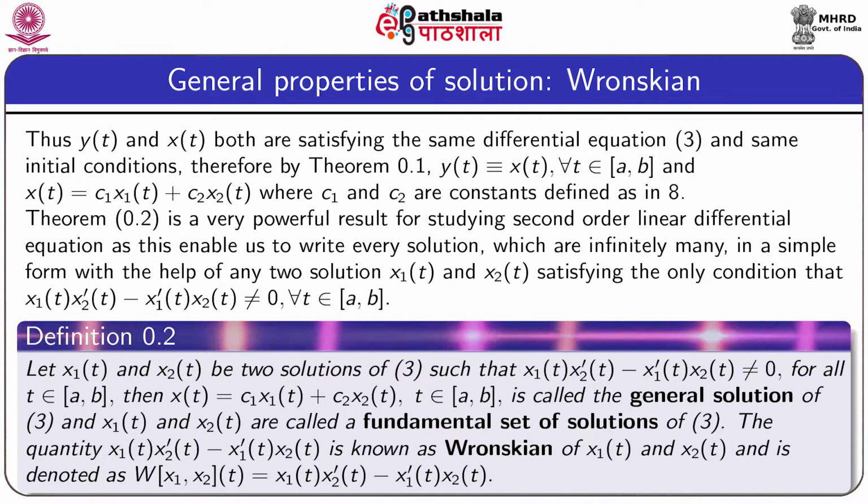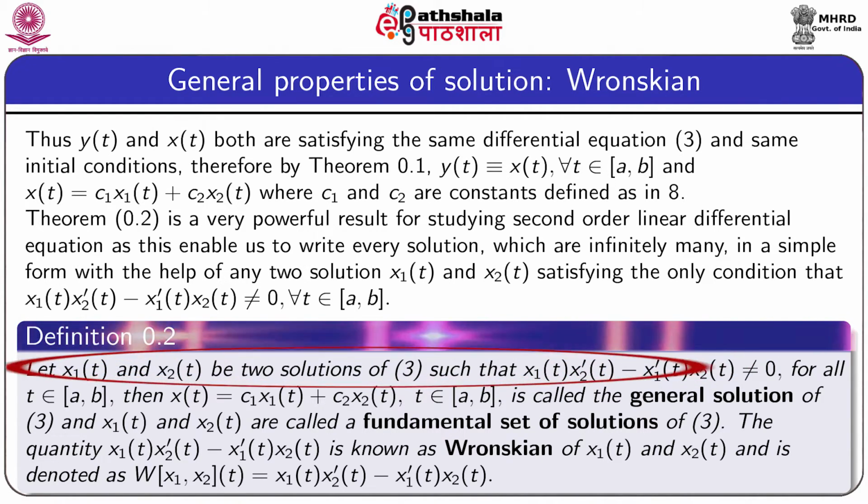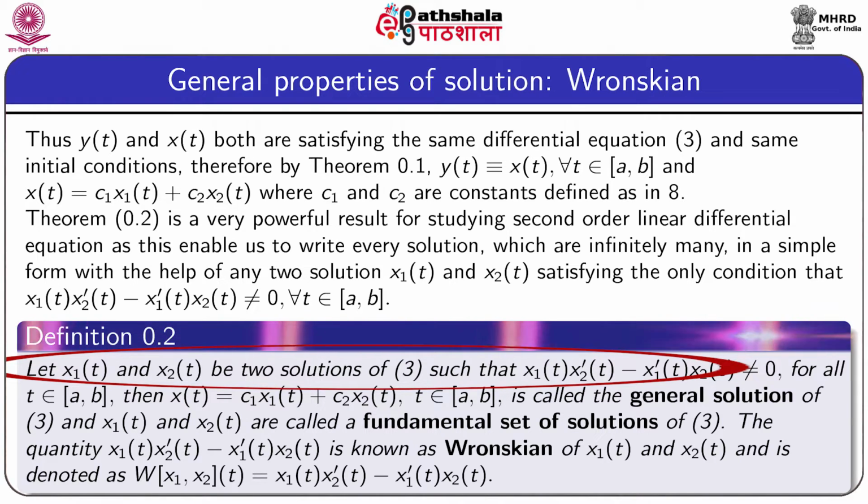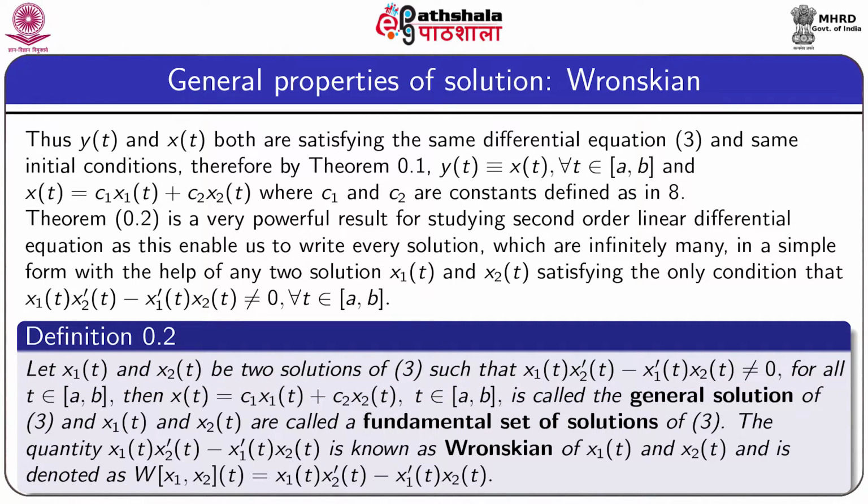And hence we define: let x1(t) and x2(t) be two solutions of 3 such that x1(t) x2'(t) minus x1'(t) x2(t) is not equal to 0 for all t belonging to the closed interval [a, b]. Then x(t) equal to c1 x1(t) plus c2 x2(t), where t belongs to the closed interval [a, b], is called the general solution of 3, and x1(t) and x2(t) are called the fundamental set of solutions of 3.